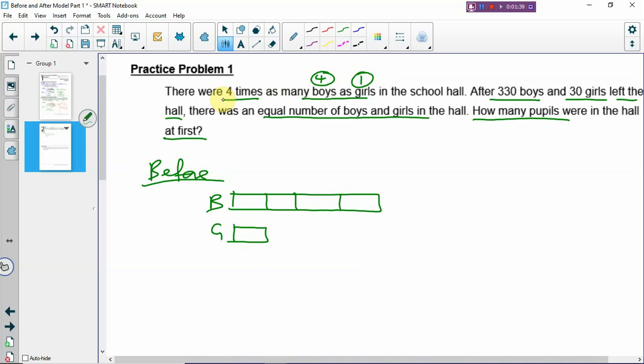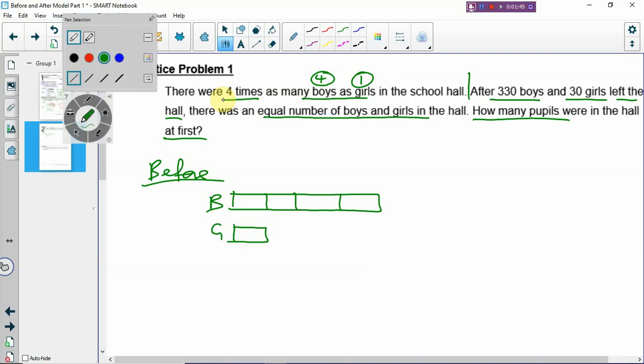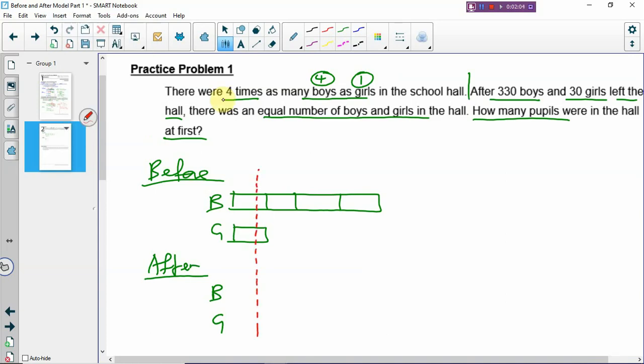Now you have drawn the first sentence already, and 330 boys and 30 girls left the hall, and then there was an equal number of boys and girls in the end. When you see the equal number, which is the equal concept, you have a dotted line to show it. How do you draw the dotted line? You can draw a dotted line that cuts through both rectangles. When the line cuts through both rectangles, you will see this is the 330 boys who left the hall, and this is the 30 girls who left the hall.